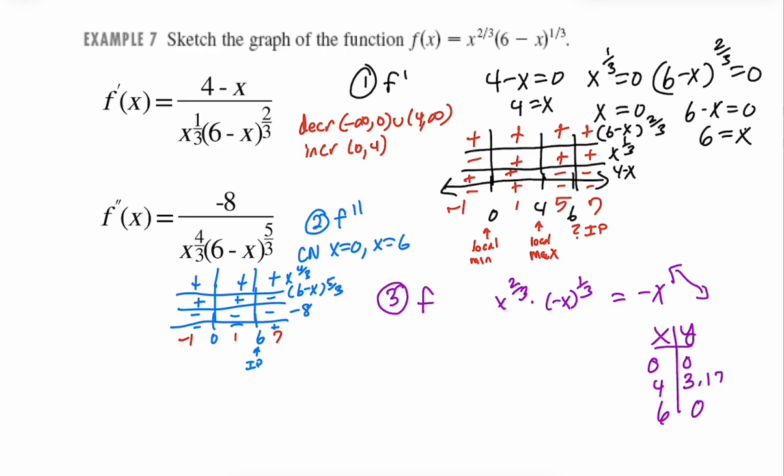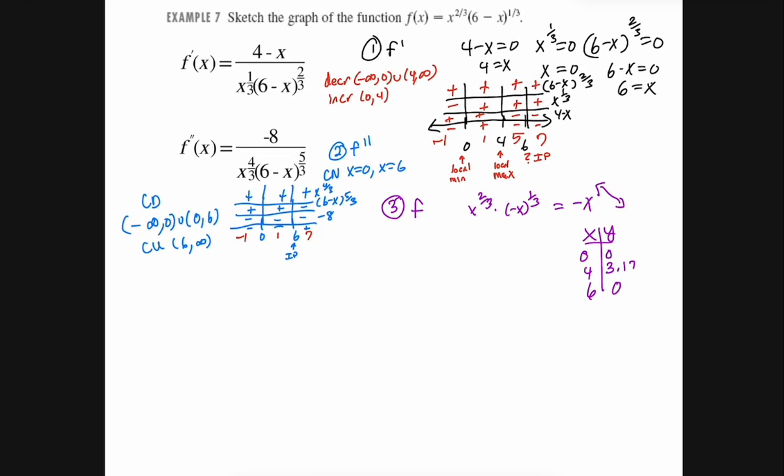So what about the concavity? It's concave down from negative infinity up to 0, and then from 0 to 6. It's concave up from 6 to infinity. Okay, so let's put all these gross pieces together before this bell rings. At 0, I'm at 0. At 4, I'm at 3.17. At 6, I'm at 0.